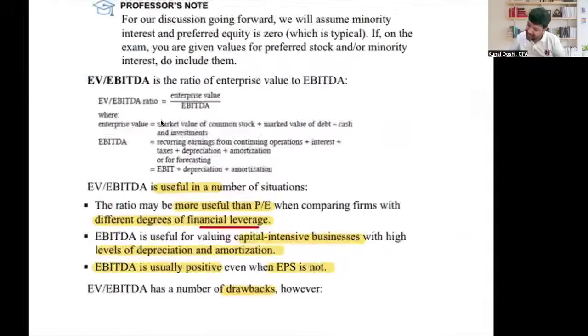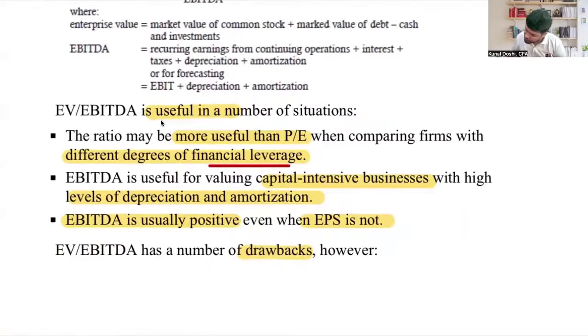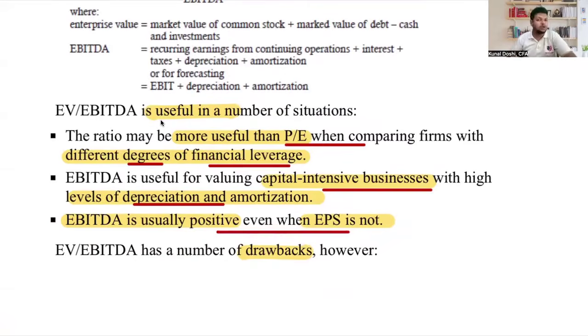We've already covered EV/EBITDA. When is EV/EBITDA important? It is more useful when comparing firms with different degrees of financial leverage. So when companies have differences in the leverage structure, EV/EBITDA is more useful than price to earnings. In fact, you can use price to book value also, but EV/EBITDA is more preferred, right? It is useful for capital intensive businesses where there is a lot of depreciation and amortization. All this non-cash might be draining the earnings. So in that case, the EV/EBITDA model is more useful, and also when the EPS is negative. In such cases, the EV/EBITDA model is used.